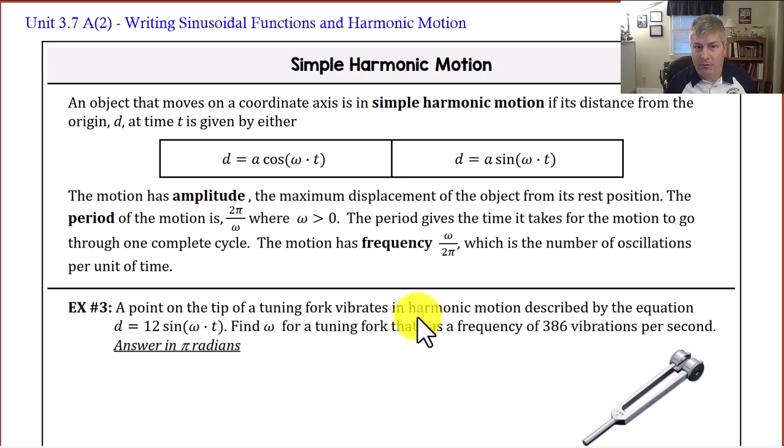So very similar to what we have done previously. And then frequency, the motion will have frequency, and frequency is the reciprocal of the period. It's omega over 2 pi, and that's the number of oscillations per some unit of time.